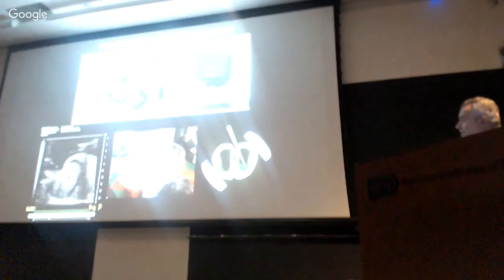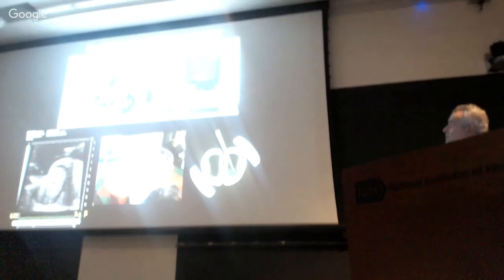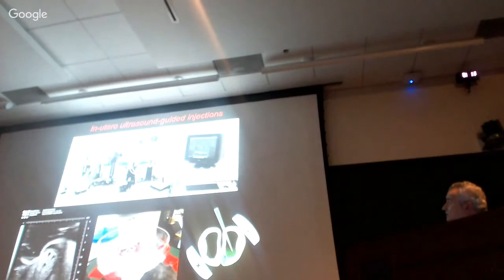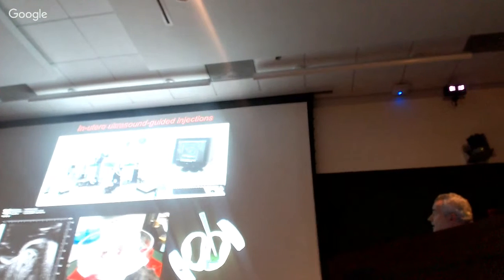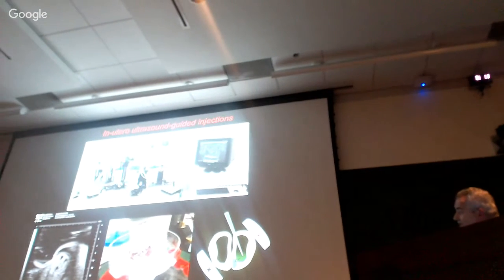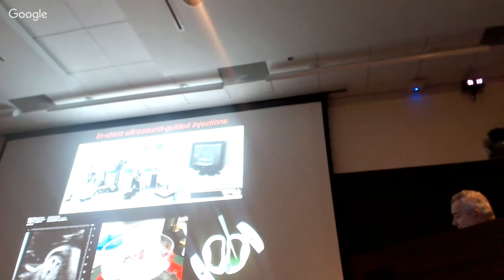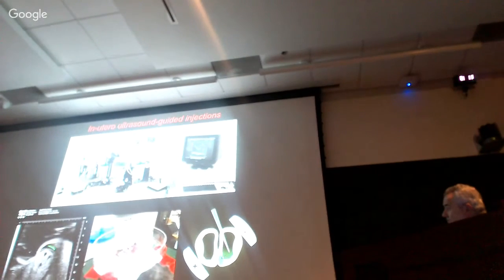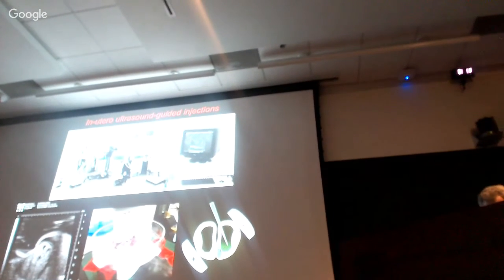So in this case, we do an injection in utero using an ultrasound device that permits us to inject in the place that we want, which is a typical injection.